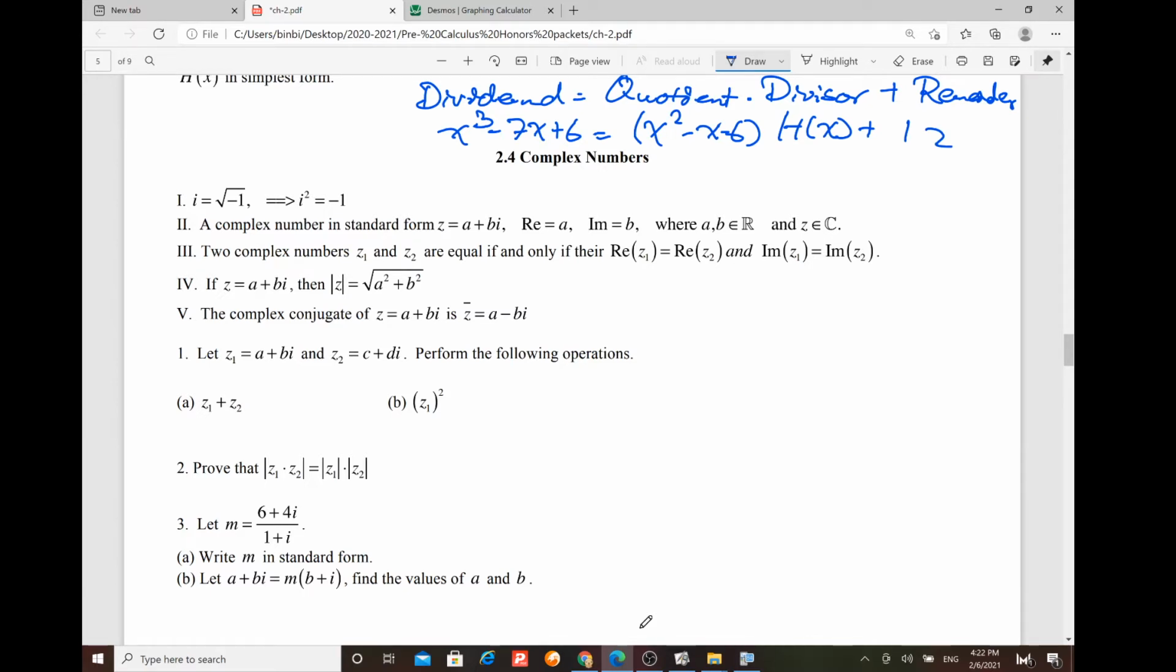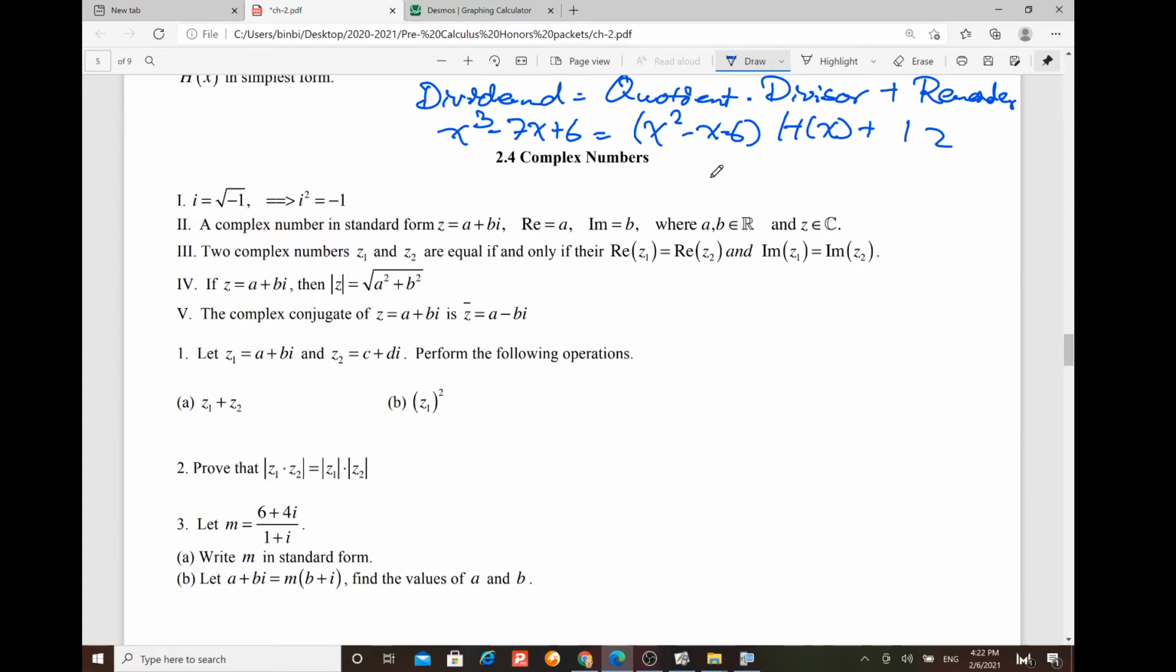So i is always considered an imaginary number. So i equals the square root of negative 1. Therefore i squared equals negative 1. And also the other property: a complex number in the standard form is always written as z, involving the real number a and the imaginary number bi. So a is always the real number, and b is the imaginary part.